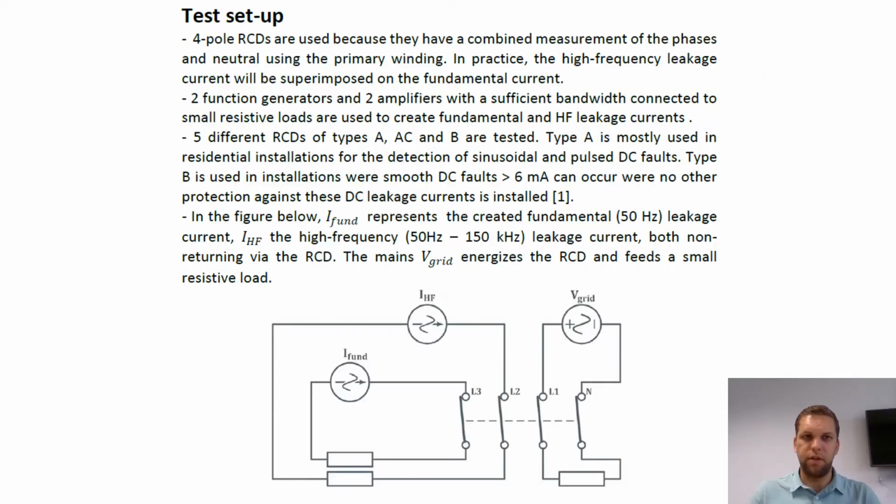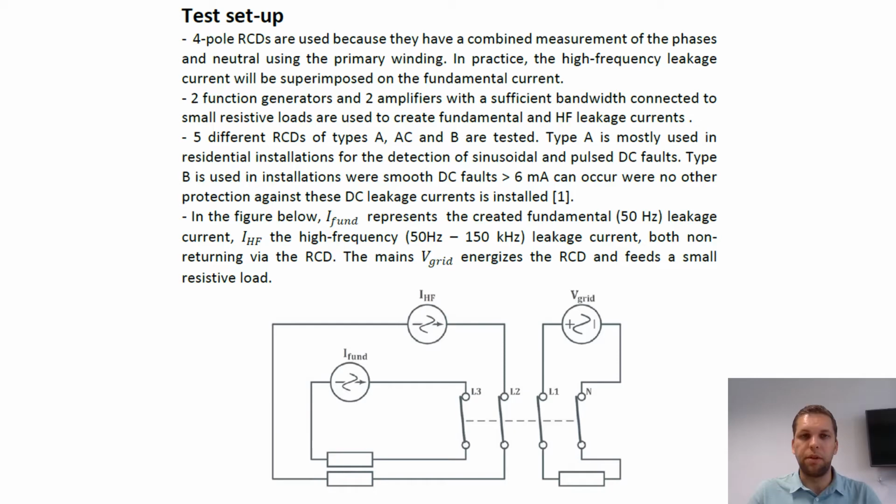A test setup was developed to test the different RCDs in different scenarios. The goal was to be able to introduce both high-frequency residual currents and 50 Hz residual currents individually and at the same time to test the behavior of those on the working of the RCDs. Only 4-pole RCDs were used because they have a combined measurement of all phases, which means that there's one primary coil measuring all 3 phases and the neutral, and it will trip if there is a delta difference between the current returning and the current flowing into the system.